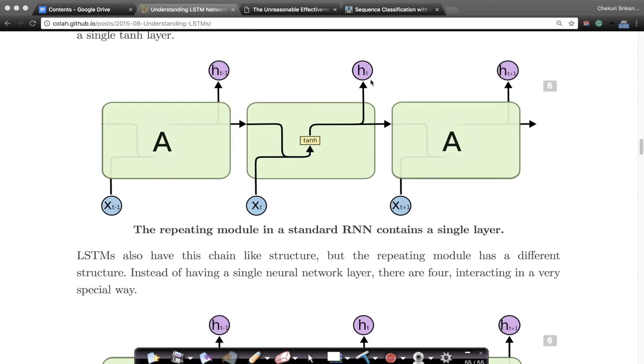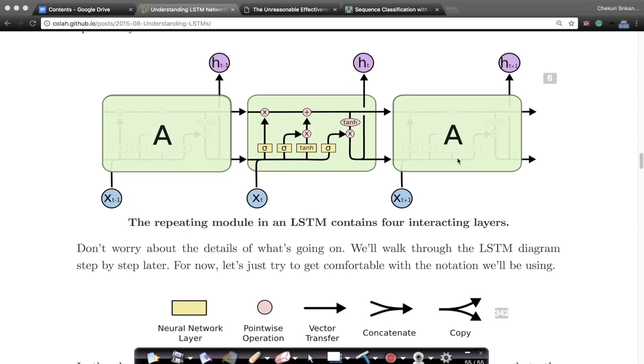Now, if this is our very simple standard RNN, our LSTM looks like this. Don't worry about this. There are lots of pieces here. I'll explain them one by one. The first time you see this, you're like, wow, there are so many operations here. But I'll explain them one by one. So this whole structure that you see here is what is called an LSTM cell.